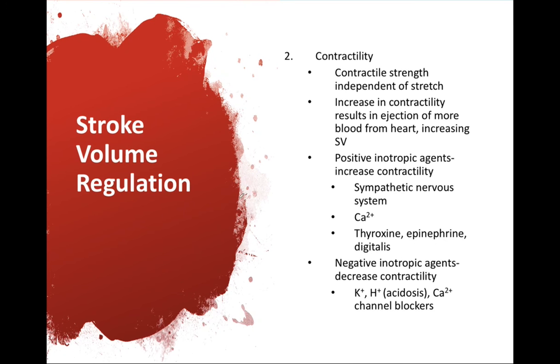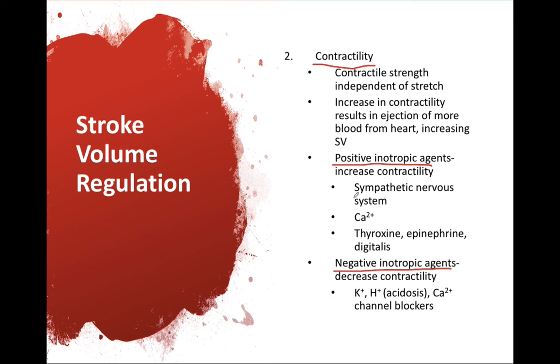The second major factor that will help in the regulation of stroke volume is what's known as contractility. Contractility refers to the strength of the contraction of the myocardium. Put simply, the harder the contraction of the muscle fibers, the greater the force that will pump blood from the heart, and that is referring to the stroke volume. The contractility of the heart can be increased or decreased by certain substances, namely positive inotropic agents and negative inotropic agents.